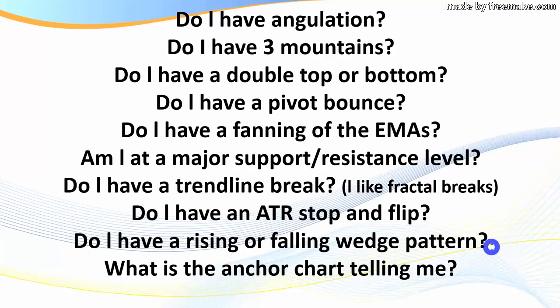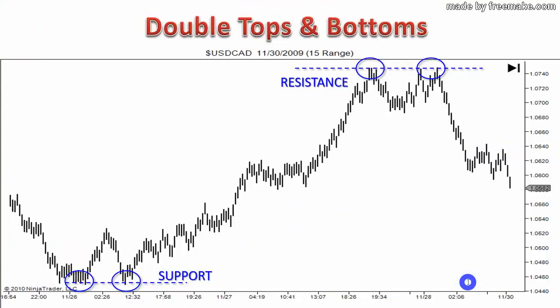Do I have a rising or falling wedge pattern? We'll look at that when I show you a chart. And what is the anchor chart telling me? If I've got divergence on my entry chart, what we call my EC, and I have divergence on the AC, the anchor chart, start rubbing your hands together. It's what I call a 2D. When I have a double divergence, fantastic. Okay, it dramatically improves the chances of my trade being successful.